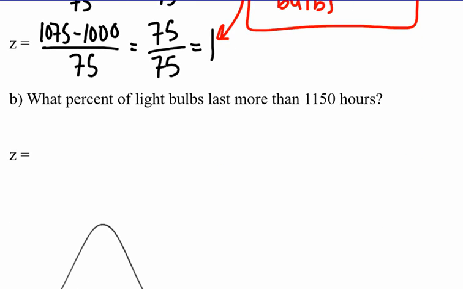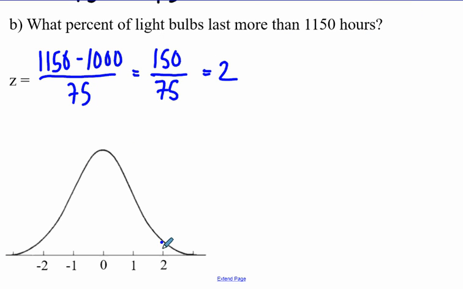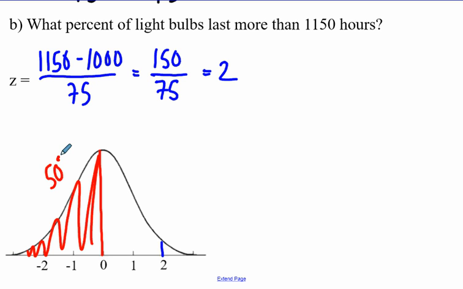What percent of light bulbs last more than 1,150 hours? The z-score for that would be 1,150 minus 1,000, the average. That's 150 hours above expected, divided by 75. So that is a z-score of 2. What percent of the data for a normal distribution are more than 2 standard deviations away from the mean? Let's break this down. I know this is the median and the mean. This right here captures 50% of the data.